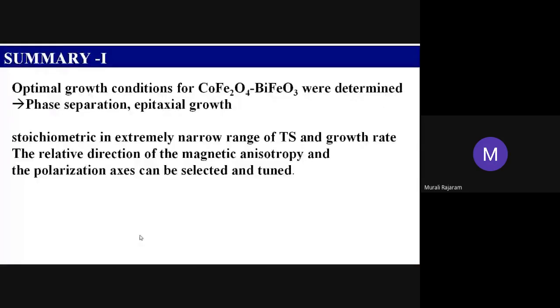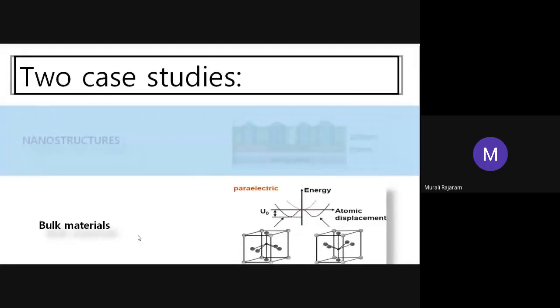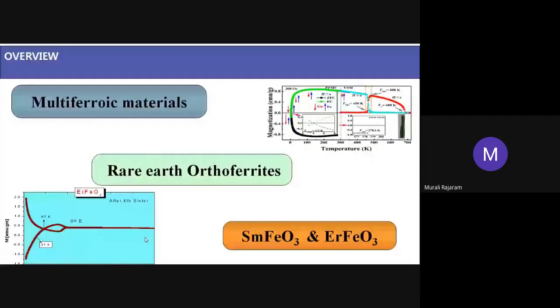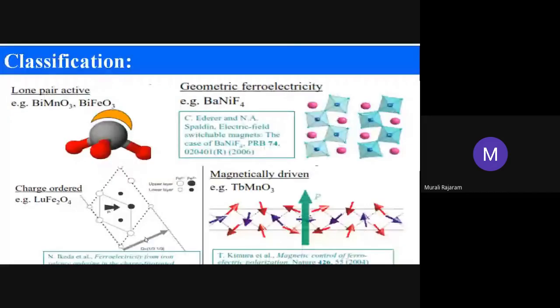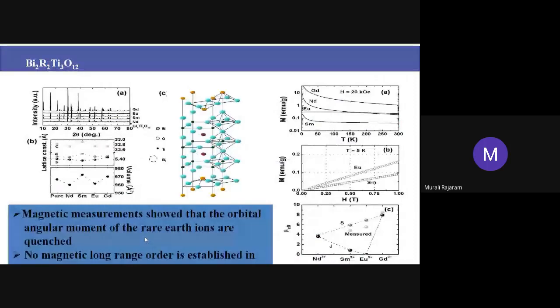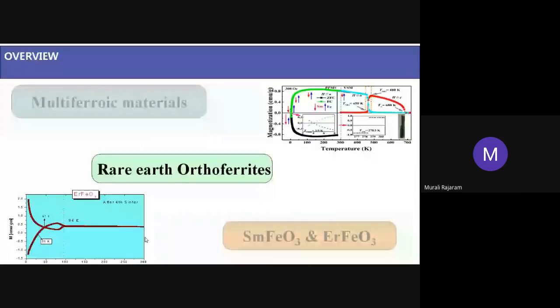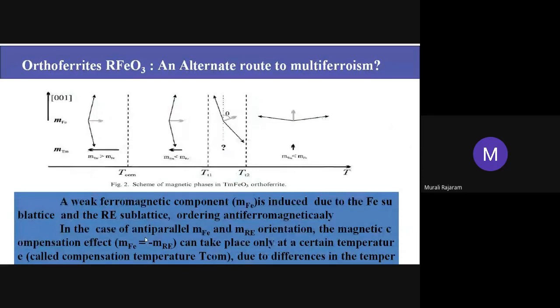On the bulk materials, I will just introduce this special class of materials called orthoferrites. Why these orthoferrites are important, why what we are doing now, and still people are working on this kind of materials. Okay, so I will skip this. I will close with this introduction on orthoferrite materials.